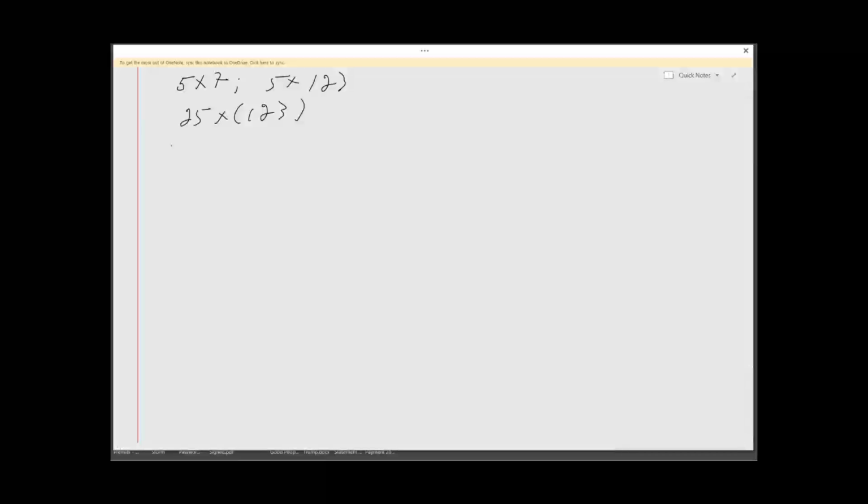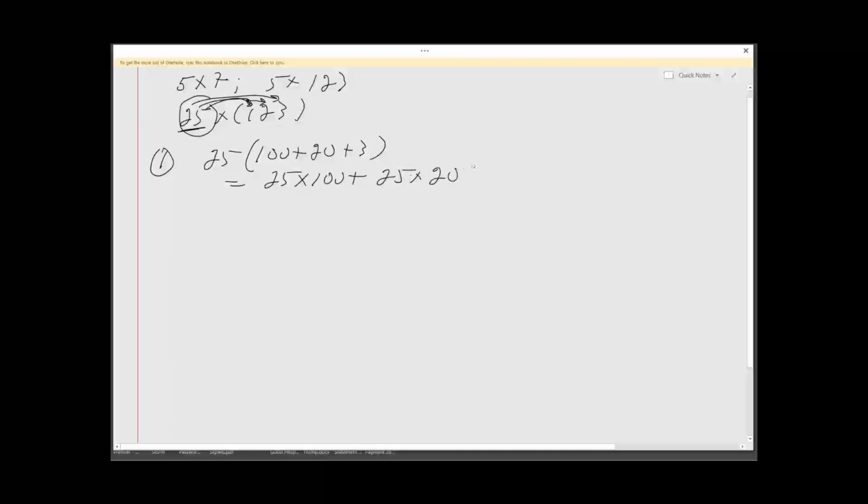The idea is easy enough. It can be a little messy on paper, so let's go through this slowly and you will try it on your own. The key idea in step 1 is to think of this guy as one number that we are distributing across, like this. In other words, we're going to have 25, thinking of it as one number, times 100 plus 20 plus 3. So this is 25 times 100 plus 25 times 20 plus 25 times 3.